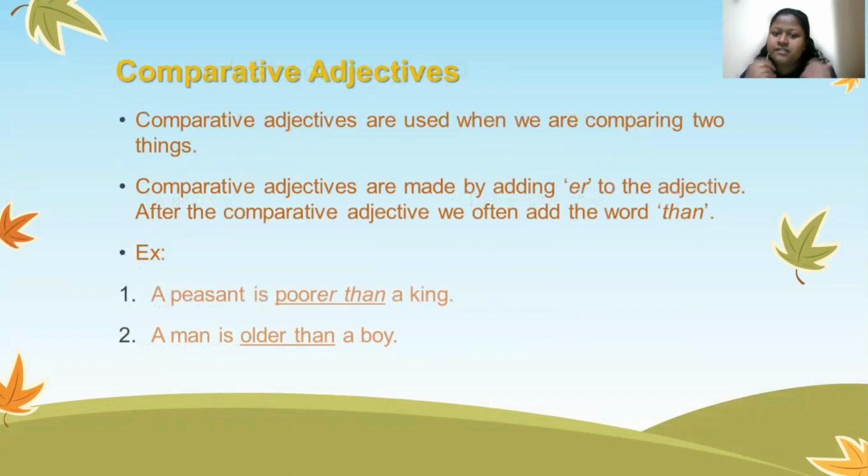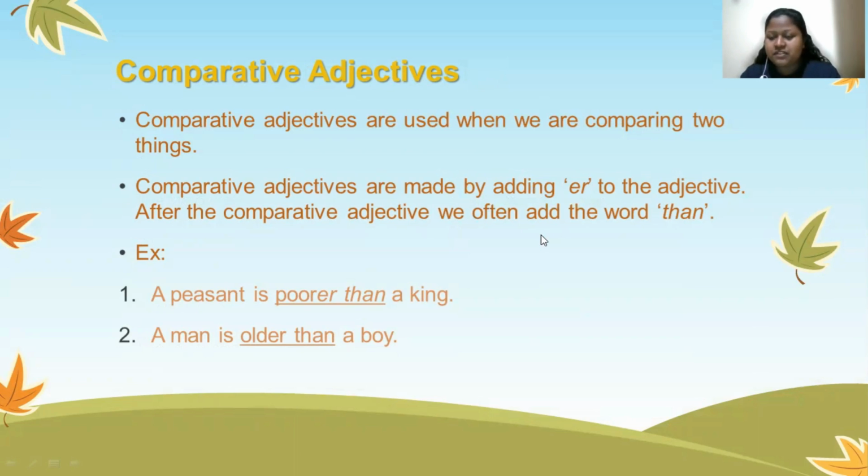Comparative adjectives. Comparative adjectives are used when we are comparing two or more things. So for example, do you know compare means සංසන්දනය කරනවා. සංසන්දනය කරන්න පාවිච්චි කරන adjectives වලට අපි කියන්නේ comparative adjectives කියලා. We make comparative adjectives by adding er to the adjective. We take a normal adjective and then we add er to the end of the word and then we get the comparative adjective. This is not always the case, but most of the time this is how it's done.